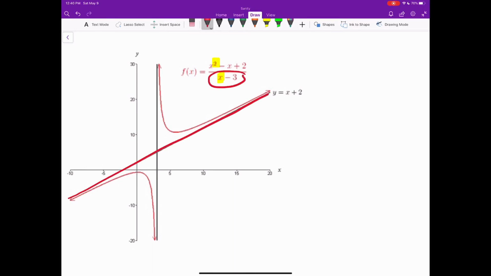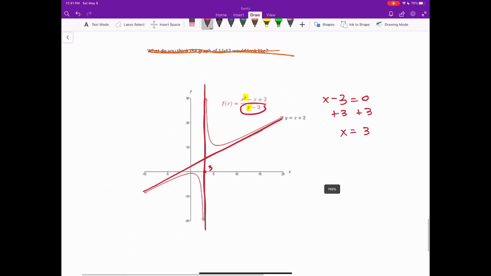And then our vertical asymptote, again, what makes that denominator 0? Let's check by setting it equal to 0 and solving for x. x equals 3 would be our vertical asymptote. And right here at about 3, we have that vertical asymptote, so that checks out.